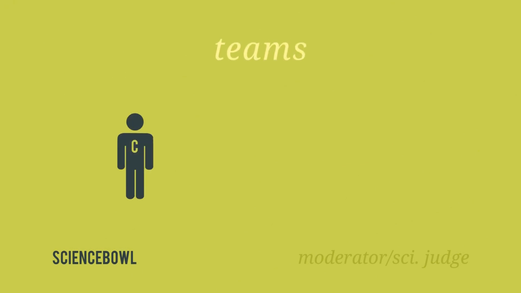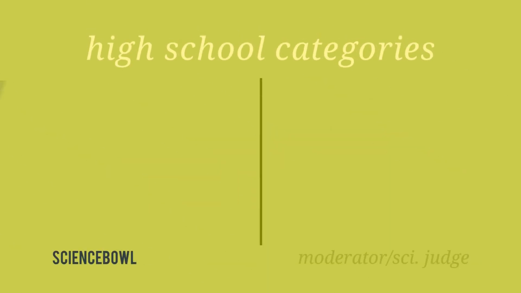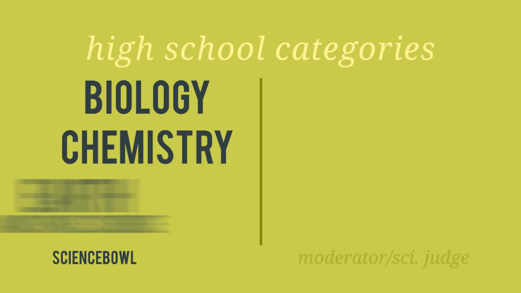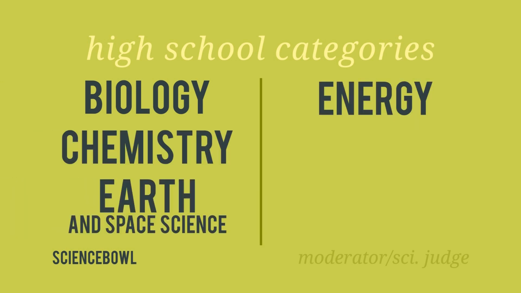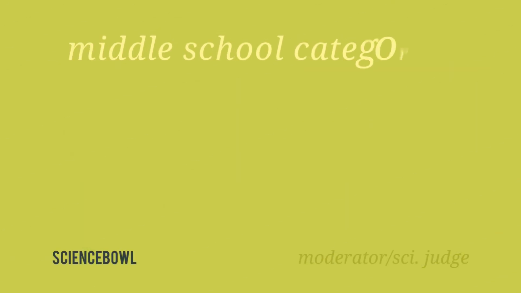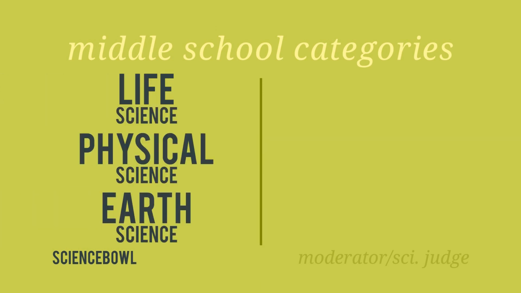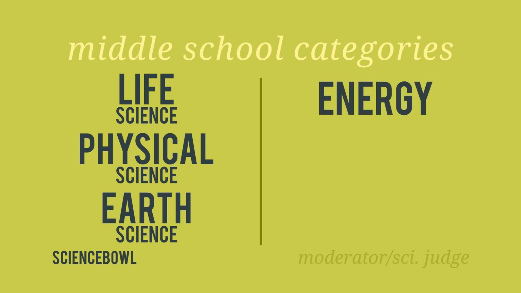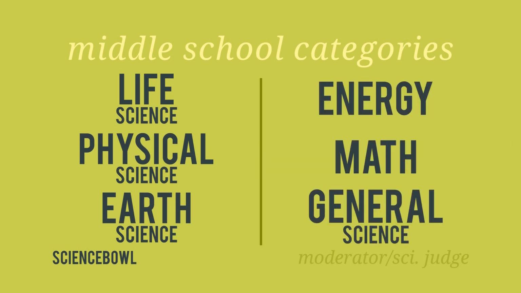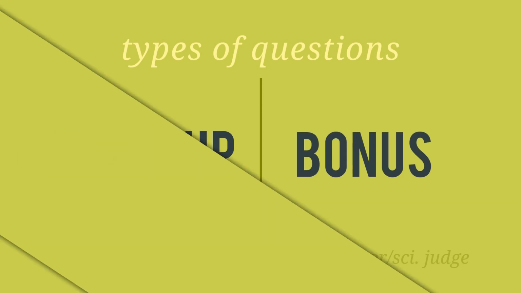Each team consists of 4 or 5 students, though only 4 will be competing at any time. The high school question categories are biology, chemistry, earth and space science, energy, mathematics, and physics. The middle school question categories are life science, physical science, earth science, energy, mathematics, and general science. 2 types of questions will be used: toss-up and bonus questions.